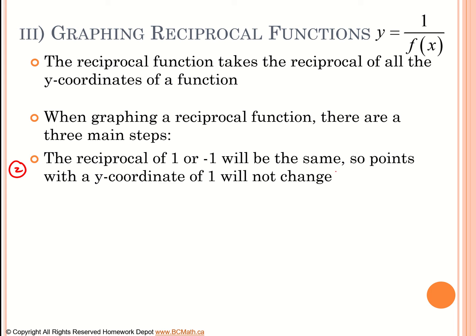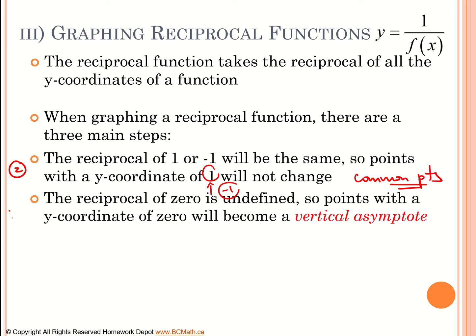So you look for all the points on the original graph where the y value is either 1 or negative 1. Okay? And so you label those as common points. Common points, meaning these are the points that don't change. And this is actually your first step.